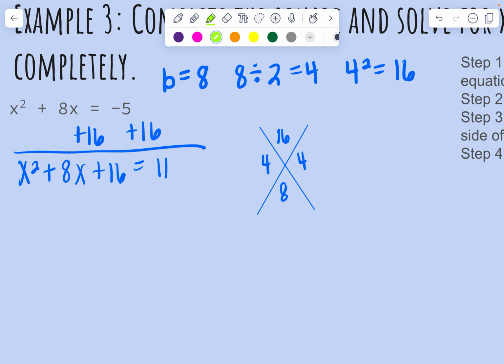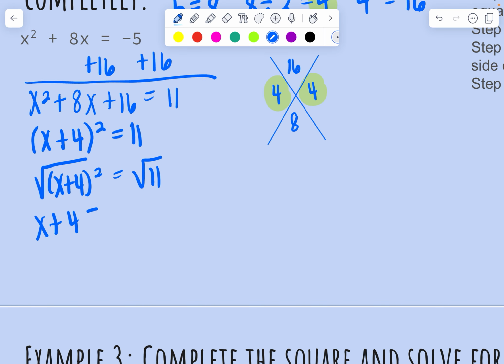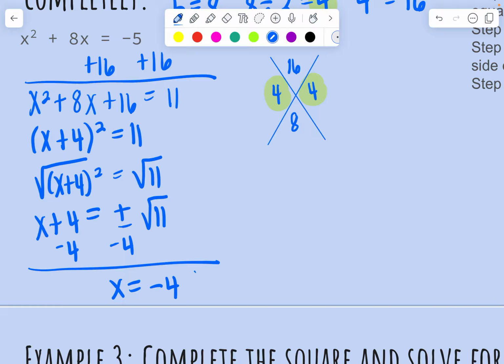Notice, and this is not a coincidence, that when we did the b divided by 2, that's what these numbers ended up being. We call that the magic number. The magic number is 4 here. So x plus 4 squared equals 11. And now I'll square root both sides, just like we were doing previously. We get x plus 4 equals positive and negative square root of 11. We can't break up the square root of 11, so I'm going to subtract 4 from both sides, and I get x equals negative 4 plus and minus square root of 11.